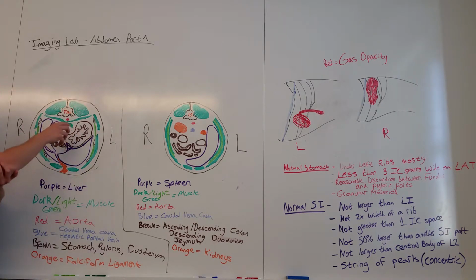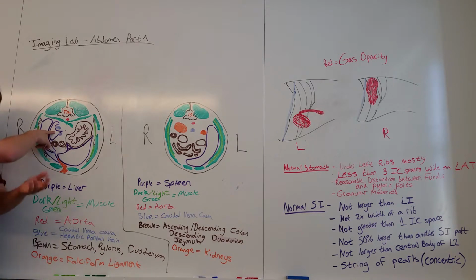Now, looking more internally, we should see just ventral to the vertebrae, our aorta. And notice it is dorsal to the left and right crura of the diaphragm still. We also have 2 veins that are worth pointing out. More dorsal of the 2, kind of within a lobe of the liver, is our caudal vena cava. And then more ventral to that is going to be the hepatic portal vein.